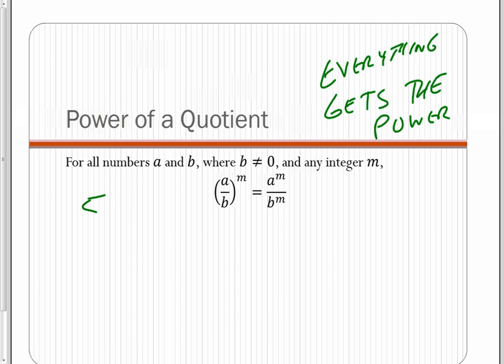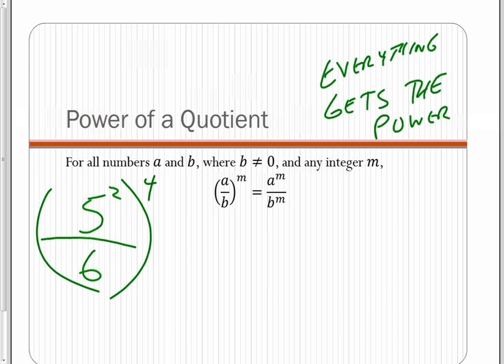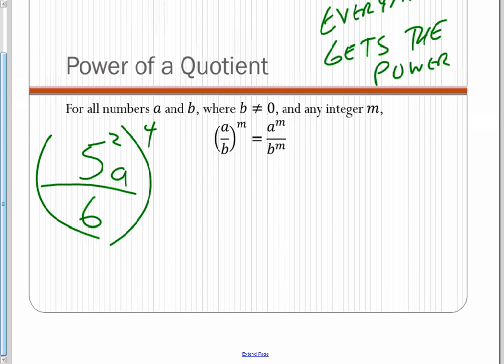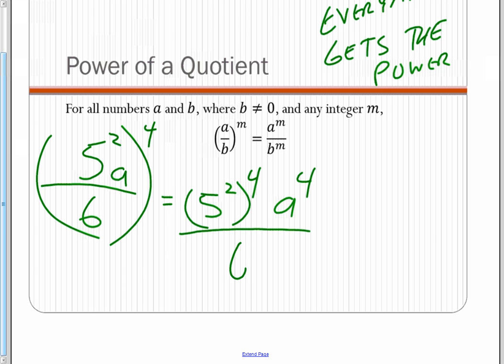So if I have 5 squared over 6, and this is all to the 4th, let me put an A in here also. If I have something like that, that's a fraction. It doesn't matter if it's a fraction, everything gets that power. So the 5 squared gets the 4. The A gets the 4. The 6 gets the 4.